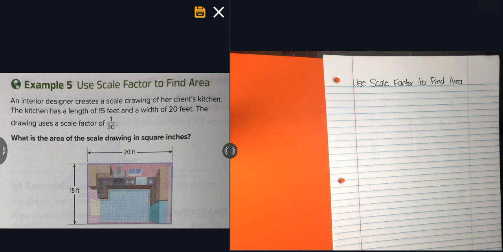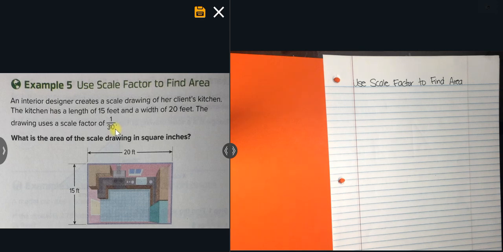So let me point out just a couple things before we get started. The first thing is we notice that they gave us the actual dimensions and the scale factor is 1/30th. So remember, the scale factor stands for K. That's your constant of proportionality. And what this is telling me is that we have reduced it.